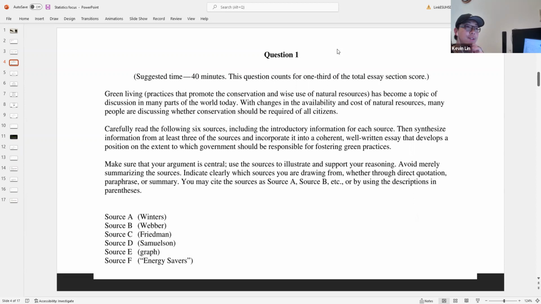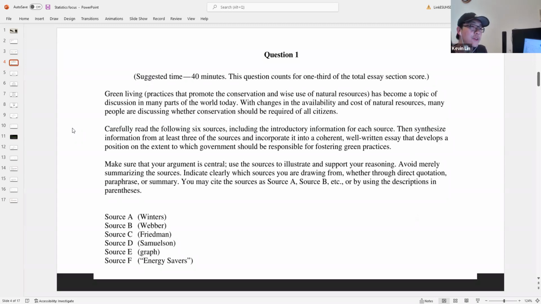In this one, it says, and you can open up if you like, but the prompts are over here too. Green living, talking about practices that promote the conservation and wise use of natural resources, has become a topic of discussion in many parts of the world today. Okay, come on, green living. Okay, if you took APES, you should know this. With changes in the availability and cost of natural resources, many people are discussing whether conservation should be required of all citizens. Good question. If we're looking at a more green society, should everyone be green, or should more people be green?